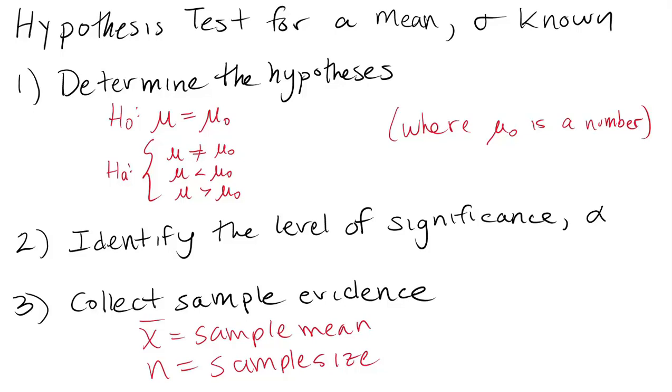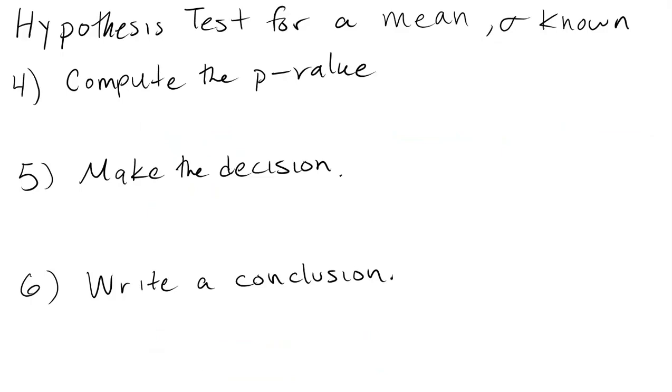And then the calculator requires one more input that doesn't come from the sample, and that's the population standard deviation. Notice that we're specifically looking at the case where the population standard deviation is known. The calculator is going to want to know that too. That will be another input that we have to put into the calculator. Because we're assuming that we know the population standard deviation, as long as we have a sample size of at least 30 or a population that's normally distributed, we can compute the p-value using the normal distribution. And so we'll be using a calculator function called ZTest to do that.